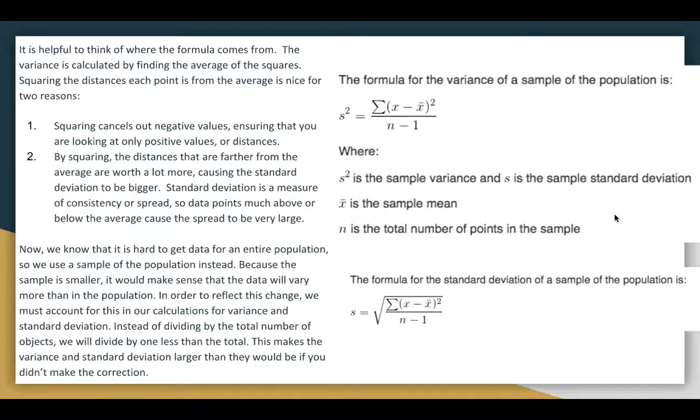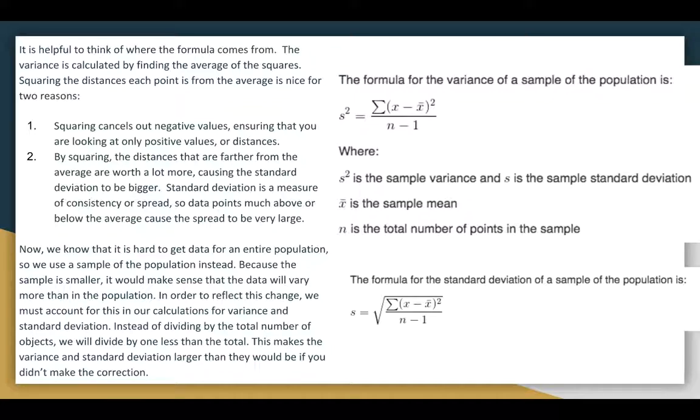Now for the n minus 1. We know it's hard to get data for an entire population, so we use a sample of the population instead. Because the sample's smaller, it makes sense that the standard deviation would vary more. The data varies more. To reflect this change, rather than divide by n, we divide by n minus 1. That makes the standard deviation slightly bigger, and what that does is it creates a little bit more variance in the standard deviation. So it creates it to be a little bit bigger, but we can still use a smaller number of data points. That's why we only subtract by 1.